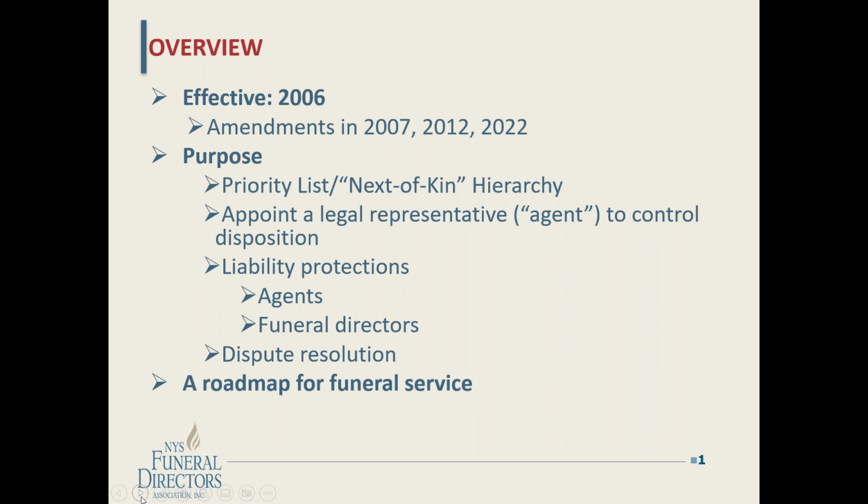When this was enacted, there were 4 main reasons or purposes for putting this law in place. The first, and the one that is talked about the most, is the priority list, or what we call the next of kin hierarchy, that the law sets forth. It was also to allow an individual to appoint an agent or a legal representative to control their final disposition. We also wanted to ensure there were liability protections for both anyone accepting their role as an agent, as well as our funeral directors. And lastly, we wanted to have provisions that talked about how to handle dispute resolution. So in a lot of ways, this turned into and became a roadmap for funeral service.